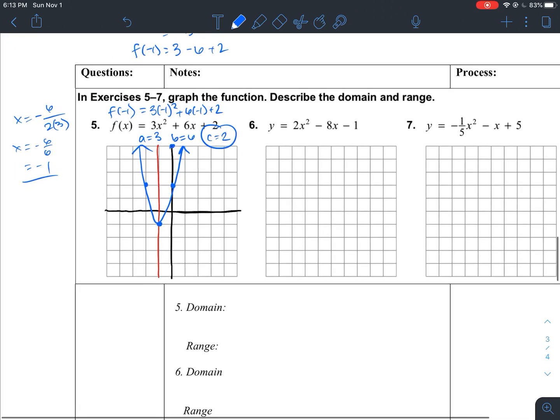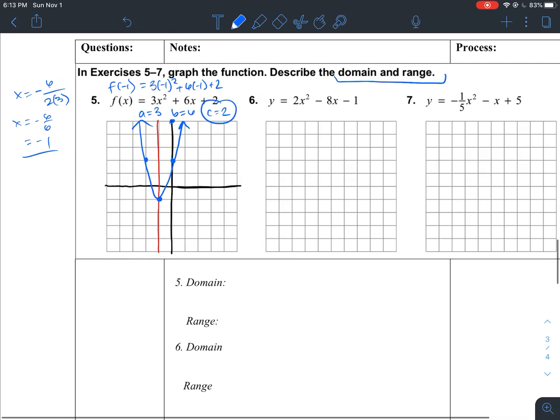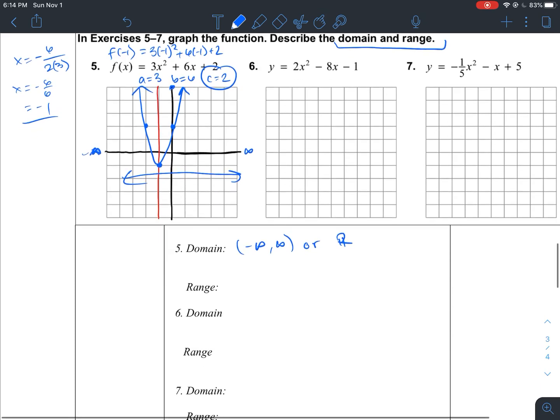And now we want to describe the domain and range of the graph. So the domain, we can see that we will cover all x values because this function will go in the negative infinity direction and the positive infinity direction on the x. So the domain, you can do negative infinity to positive infinity, or all real numbers. So you can use that sign right there.